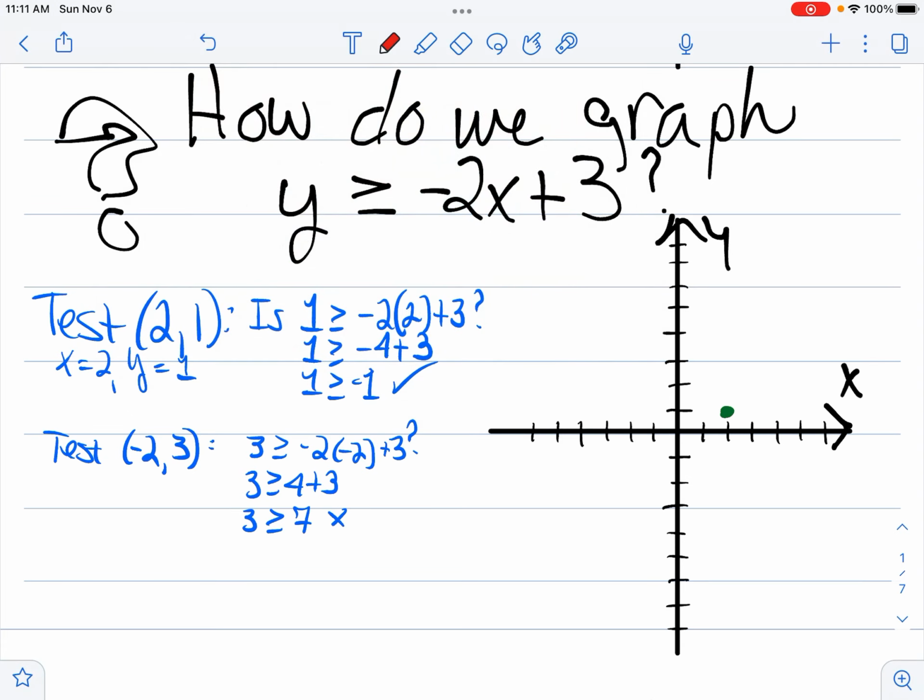So let's go ahead and plot that point on here. That was the point -2, 3. So that's going to be the point right here. So I'm coloring that one red. That's not a solution.